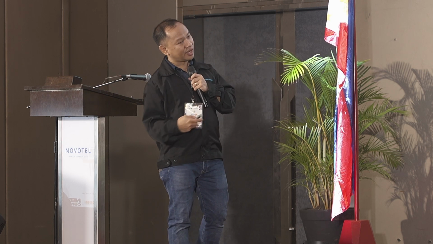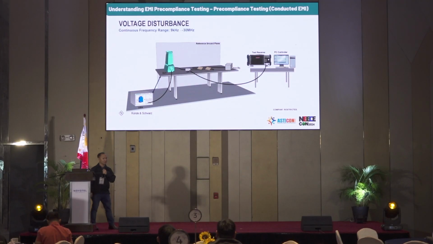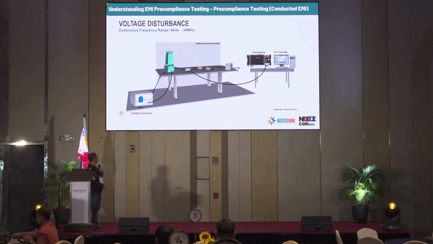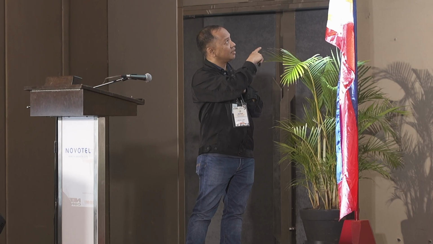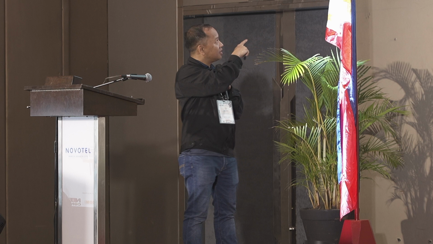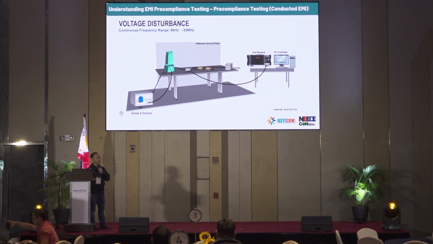This is one example of a conducted emission setup wherein we connect our EUT, or our product, into the LISN, and it is connected to the receiver, which measures the EMI noise coming from our DUT.